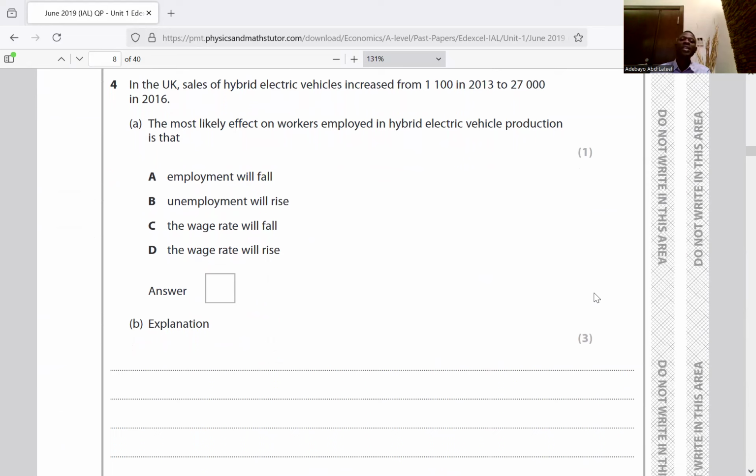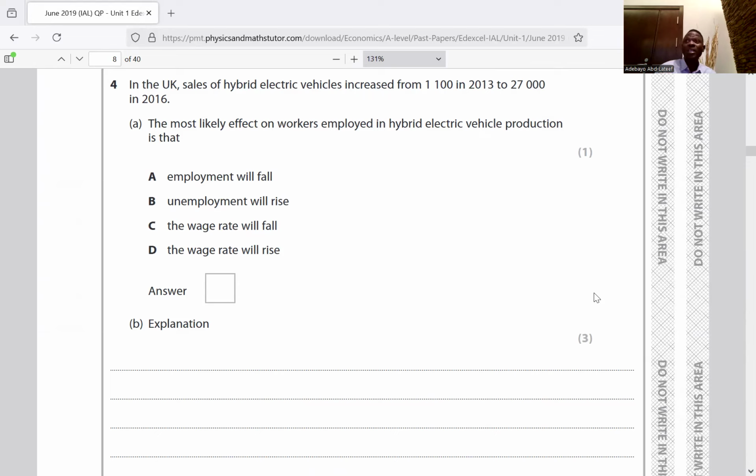In the UK, sales of hybrid electric vehicles increased from 1,100 in 2013 to 27,000 in 2016. The most likely effect on workers employed in hybrid electric vehicle production is that employment will fall. Employment will never fall, because here the hybrid electric vehicle industry has witnessed an increase in demand for its goods, for its cars. Remember, the demand for labor is a derived demand. So if the demand for hybrid electric vehicles is increasing, the demand for workers in the industry would increase. So that will bring about increasing employment, not a fall in employment.